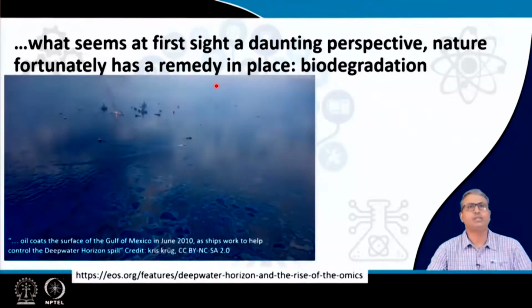Now, I will show you some pictures of an accident which led to the spill of a huge amount of oil in the marine environment. That happened in the year 2010 and is called the Deepwater Horizon spill in the Gulf of Mexico. This is a photograph taken from an airborne vehicle, and the sea surface is found to be thickly coated with oil. You can also see some of the ships working here to combat or control the spread of the oil into the rest of the sea water.